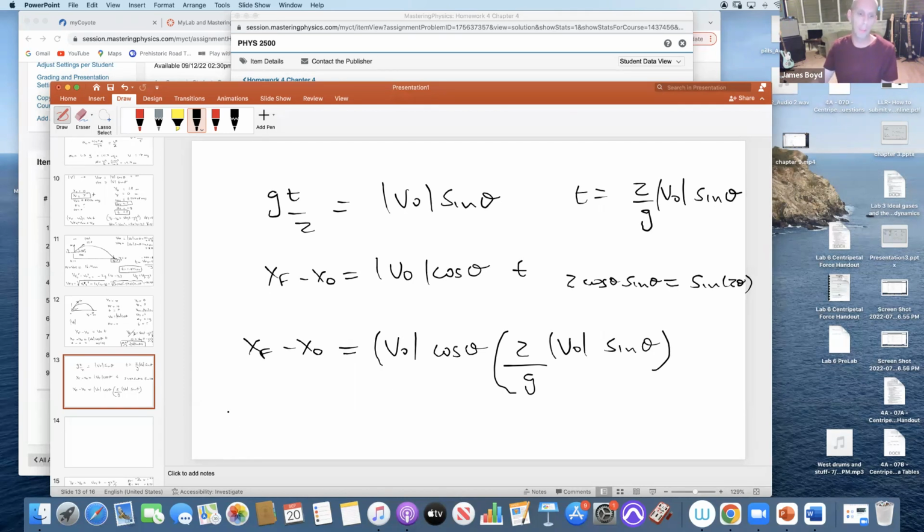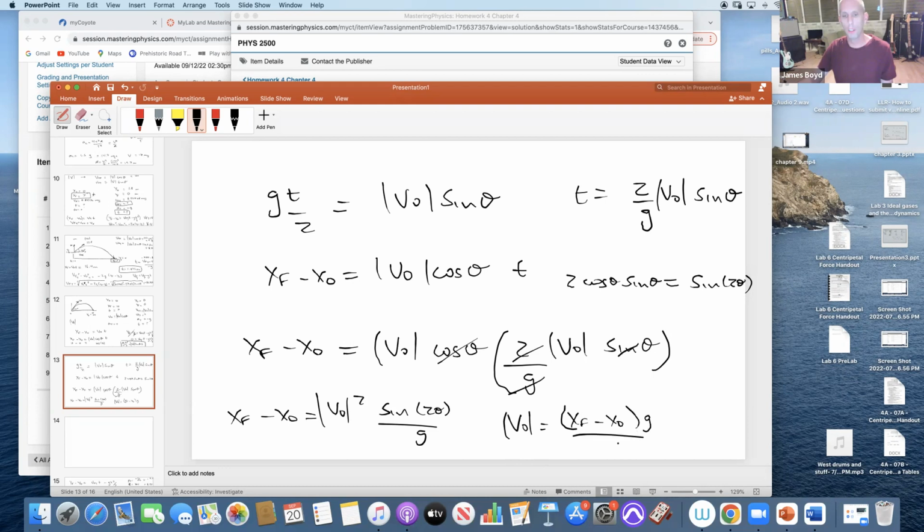So x final minus x initial is this, with sine of 2 theta. I'm going to divide by g, and then I'm going to have v naught squared, and v naught is what I want. So v naught squared is x final minus x initial times g divided by sine of 2 theta. Remember, this was squared, so we're going to take the square root.